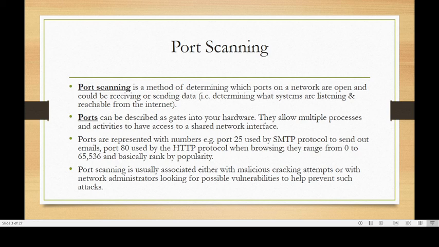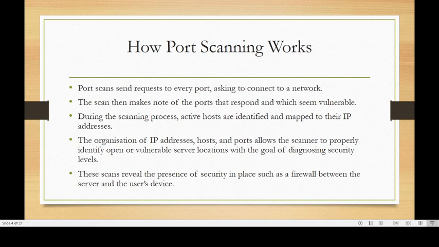Ports can be described as gates into your hardware. There are 65,536 different ports, with each assigned to a different network port. URLs are converted to an IP address reference number. The receiving web server destination port changes, that is, changes from HTTP, SMTP, FTP, HTTPS to a port number.